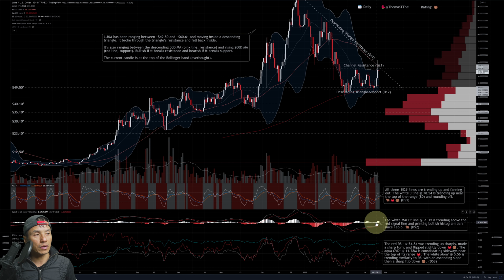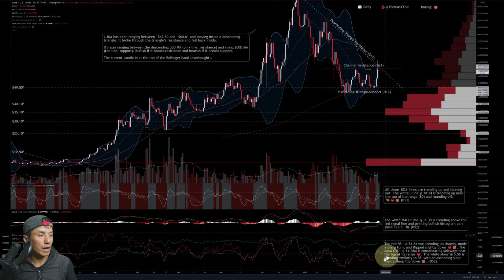And you can see the growing is not that big, but it's bigger than the previous tiny little short histogram bars. So even though they're tiny, they're growing. So that's bullish.